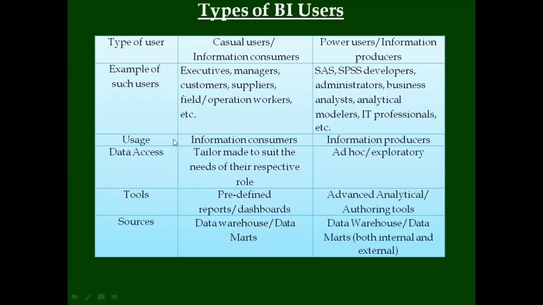And what are the uses? To consume the information produced by the power users, and to produce the information for the casual users. And how do they access the data? Tailor-made to suit the needs of their respective roles. They have ad hoc or exploratory data access. Tools for casual users are predefined reports and dashboards. And for the power users, we have advanced analytical and authoring tools. The source for the casual users is the data warehouse and data marts. And for the power users, we have the data warehouse and data marts, both internal and external.